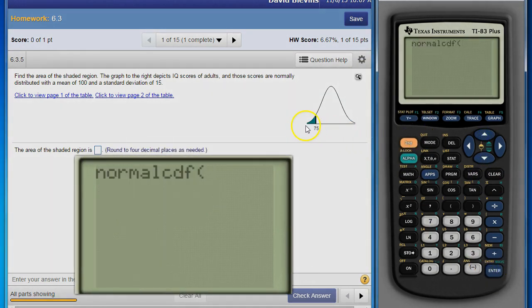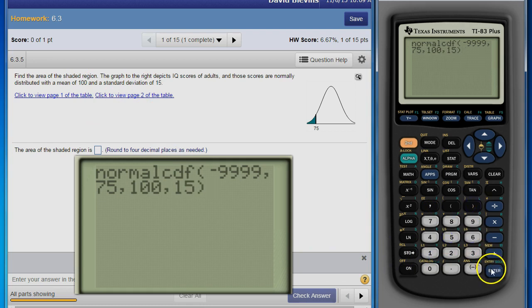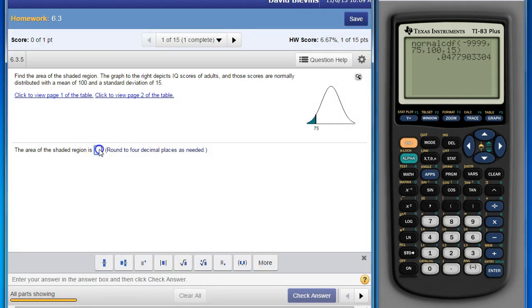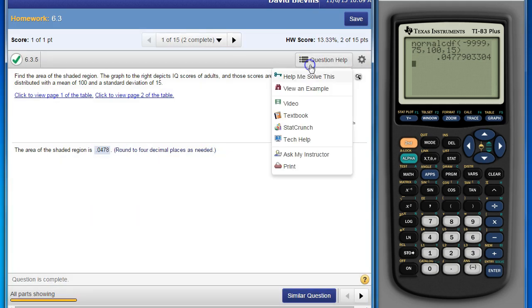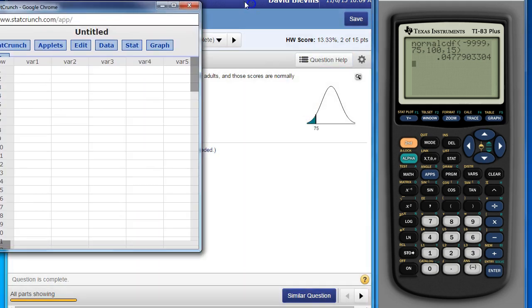But when we're not given a lower number on the calculator, I always tell you guys to just put in some big negative number. So negative 9999, comma, and then the upper number where the shading stops is 75. And then the mean and standard deviation are still what they were the first time. So comma 15, so I get 0.0478.